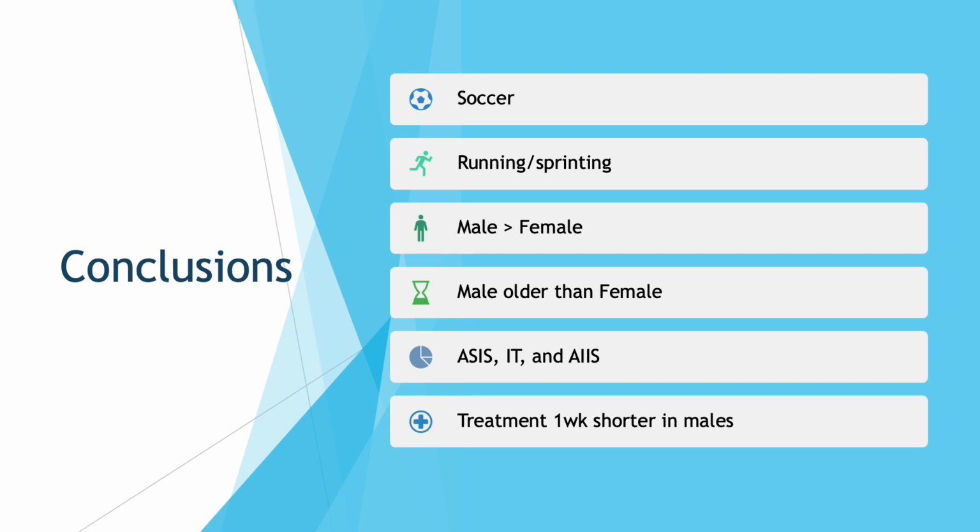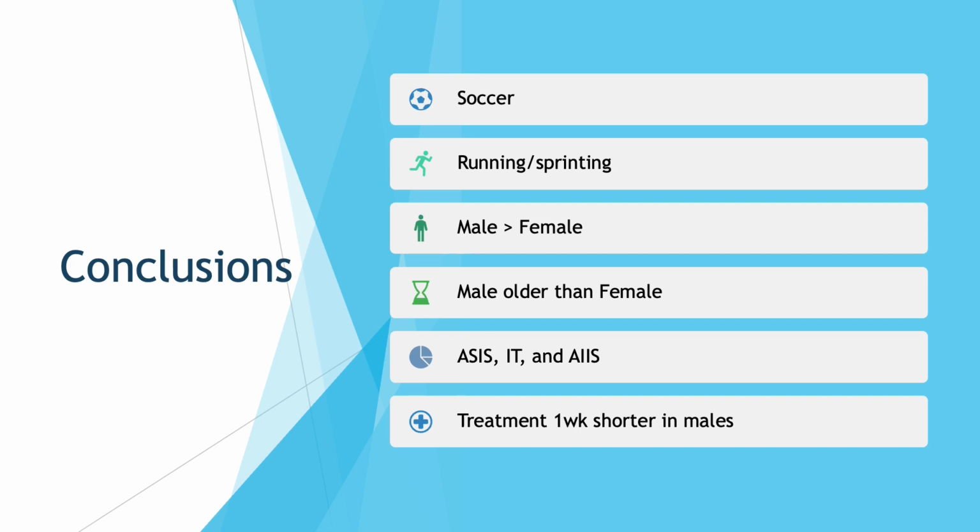And males were older than females at the time of injury by roughly 6 months. The anterior superior iliac spine, ischial tuberosity, and anterior inferior iliac spine are the most common locations. The ischial tuberosity is most common when you combine studies, but much of that is from a single study. Remember that iliac crest injuries are significantly more common in females, and AIIS injuries are significantly more common in males.